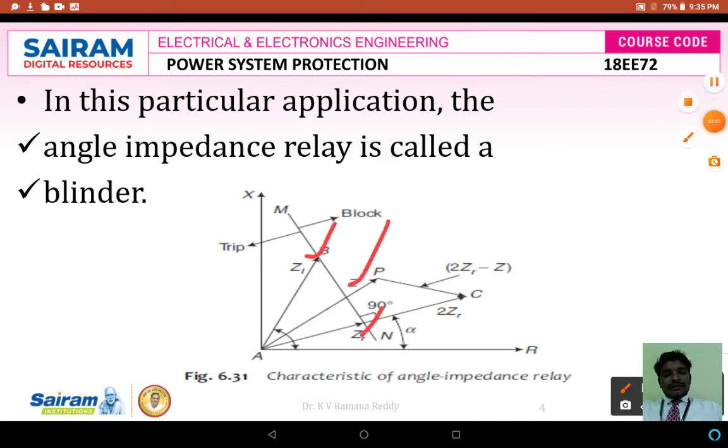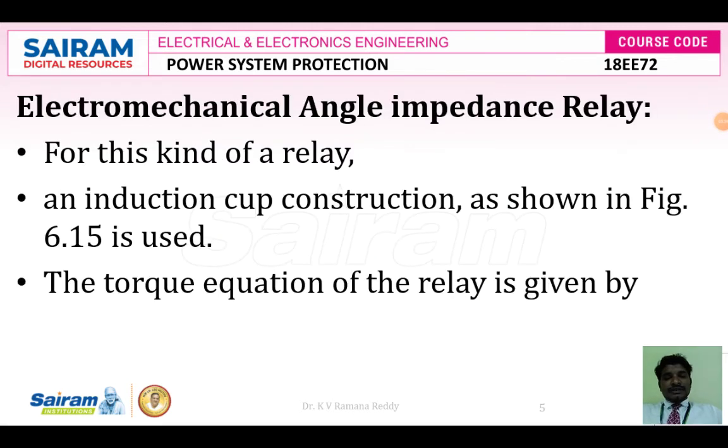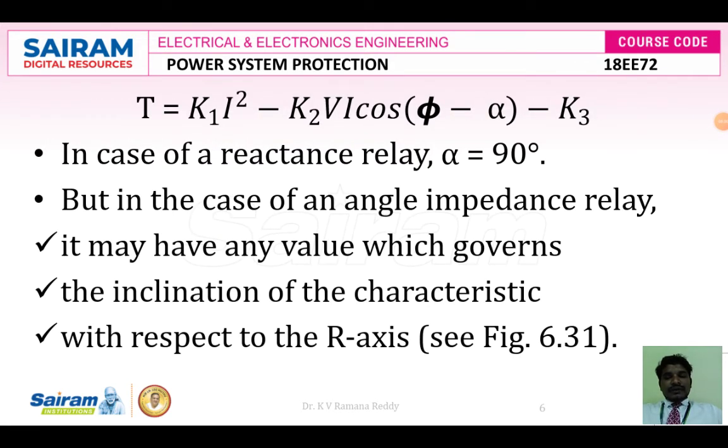Then the relay will function, and the condition to operate this relay is whenever the torque is equal to K1 I square, the torque produced here is the operating torque, which is positive torque. Whenever the torque is equal to minus K2 VI cos of (pi minus alpha), the torque becomes negative, and this torque is used to restore the circuit breaker to its original position to make the same operation after clearing the fault.